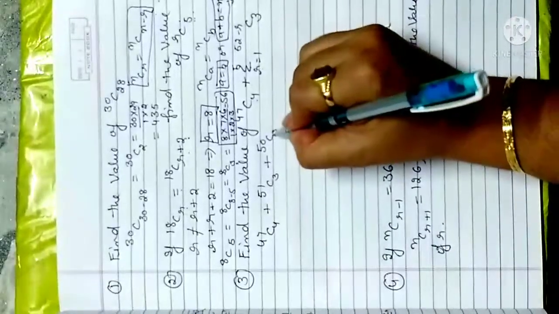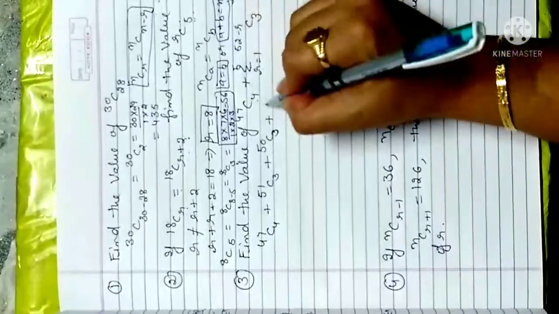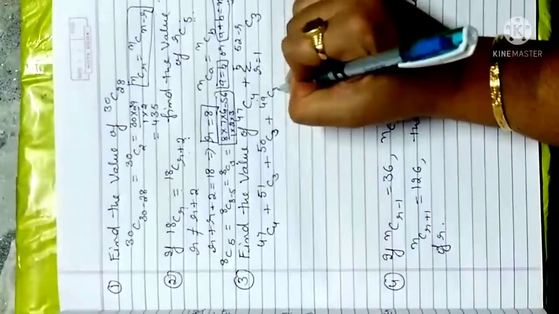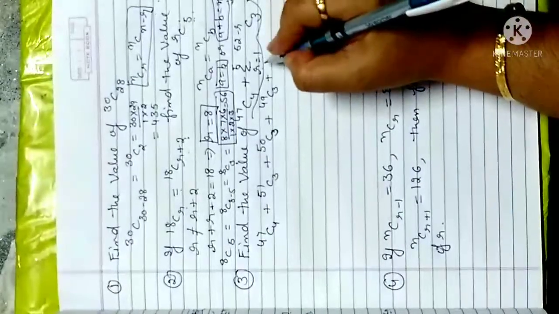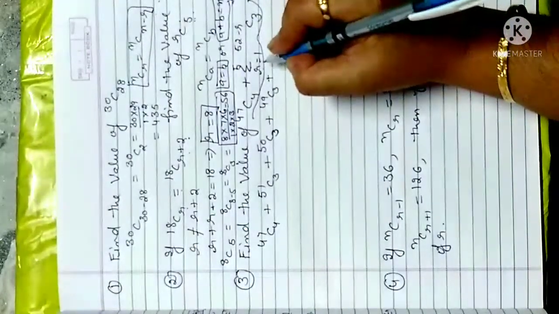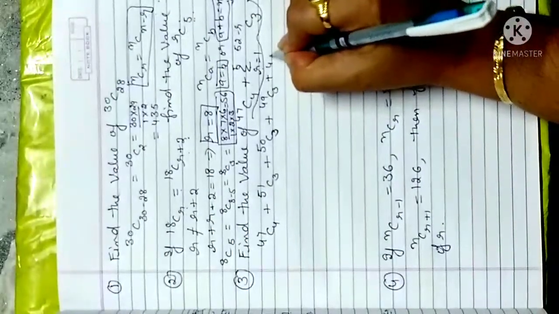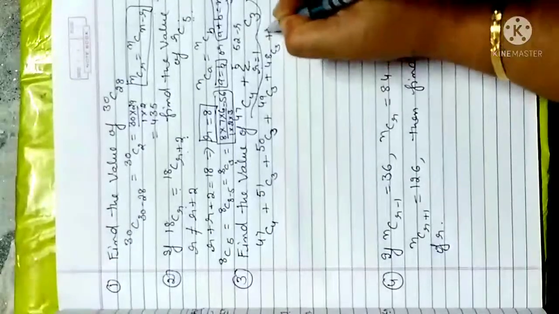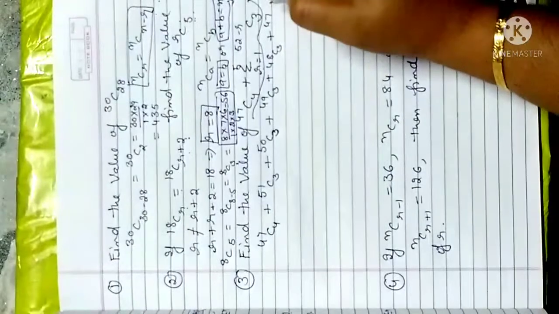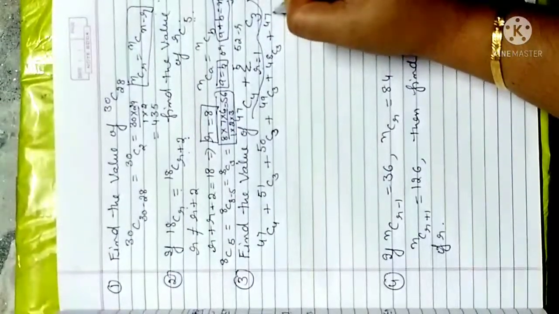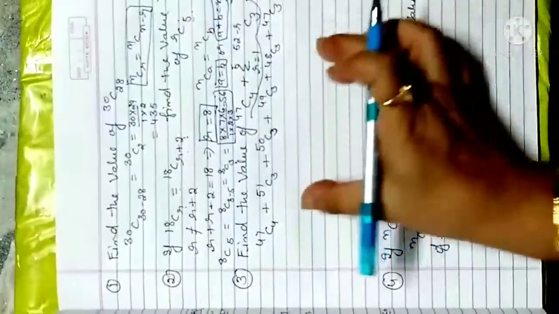50C3. When r value is 3, that gives me 49C3. When it is 4, that gives me 48C3. Then the last value, that is 5, gives me 47 and 47C3. Okay, so how do you solve this one?